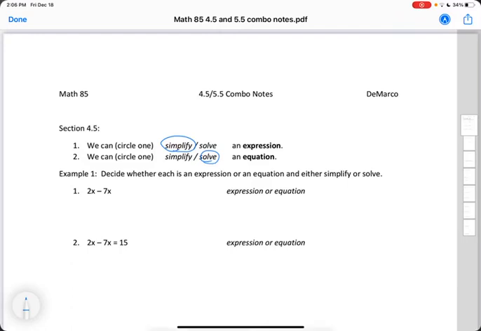It's an expression. Okay, so that means we're going to simplify. If I have 2x's, take away 7x's, I have negative 5x's.